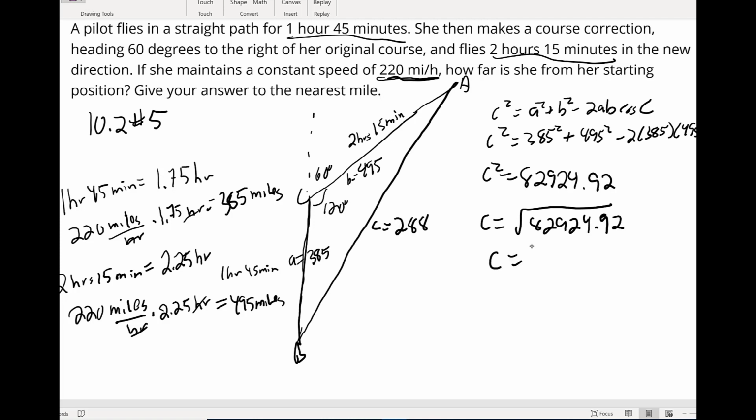Make sure your calculator is in degree mode, not radian mode. I did radian mode first, and I got the wrong answer. It is actually 764.08. So they said the nearest mile, which is 764. Okay, hope that helps.